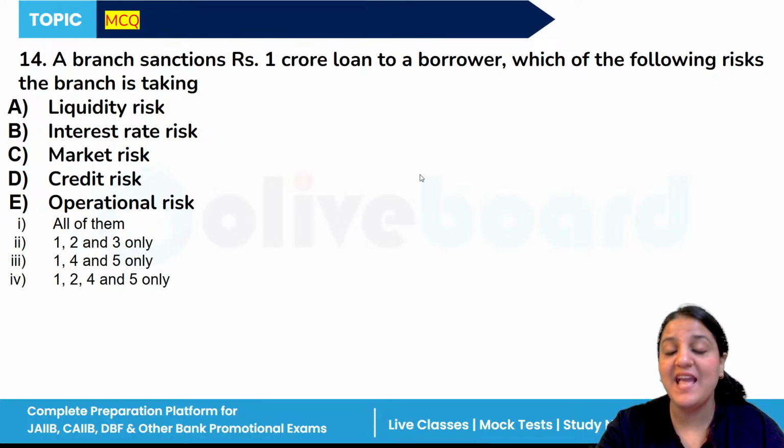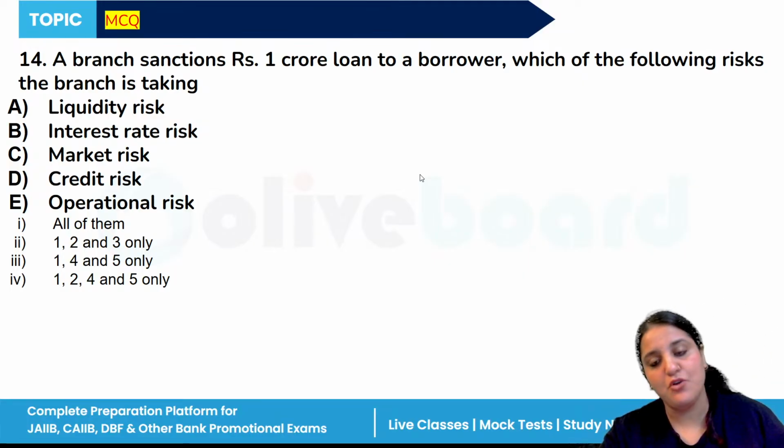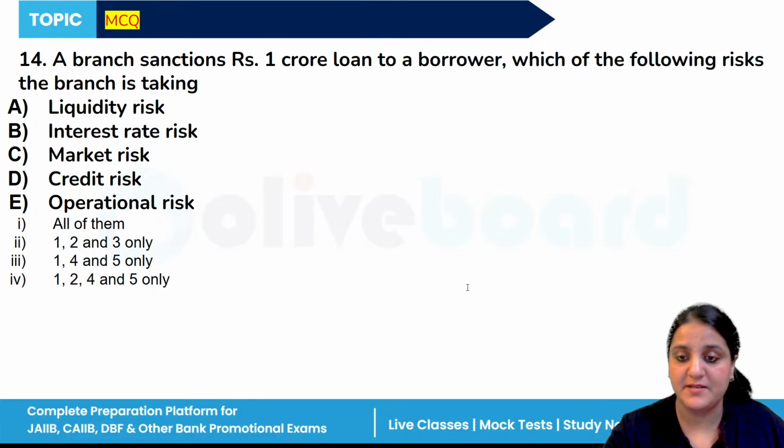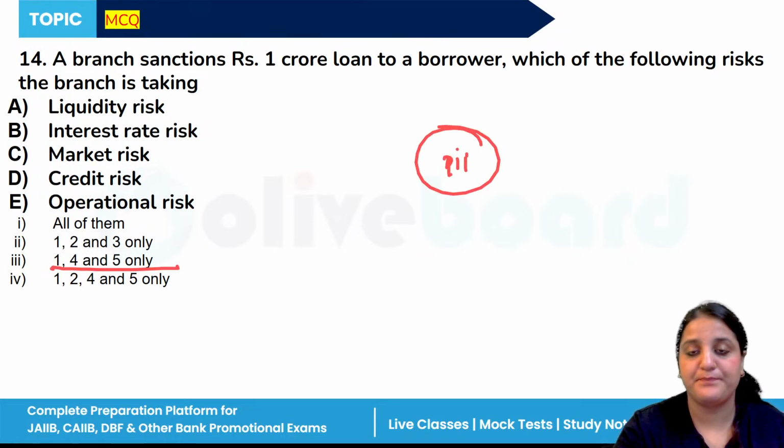Operational risk is error in documentation, fraud, or any type of loss due to people, process, technology failure, and some external events. So market risk is not directly relevant for a standard loan, but all these three, liquidity, credit, and operational risk, are present. So we can say options 1, 4, 5 are correct. The third option is correct.